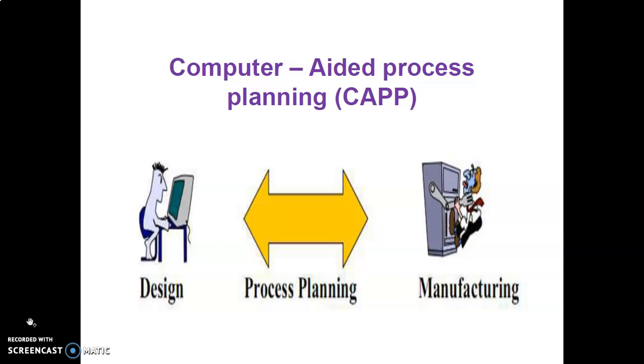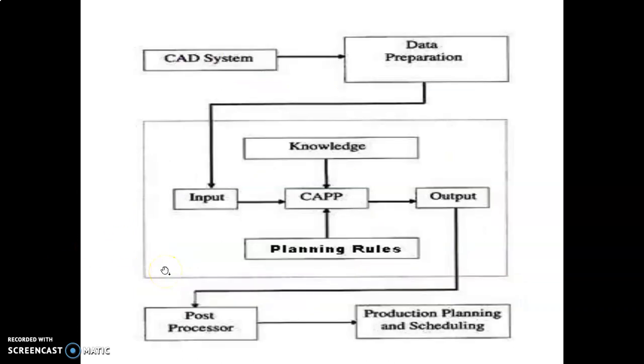It is also, we can say, a bridge between two processes. The first one is the design process, and the second is the manufacturing process. So computer aided process planning is the bridge between the two processes.